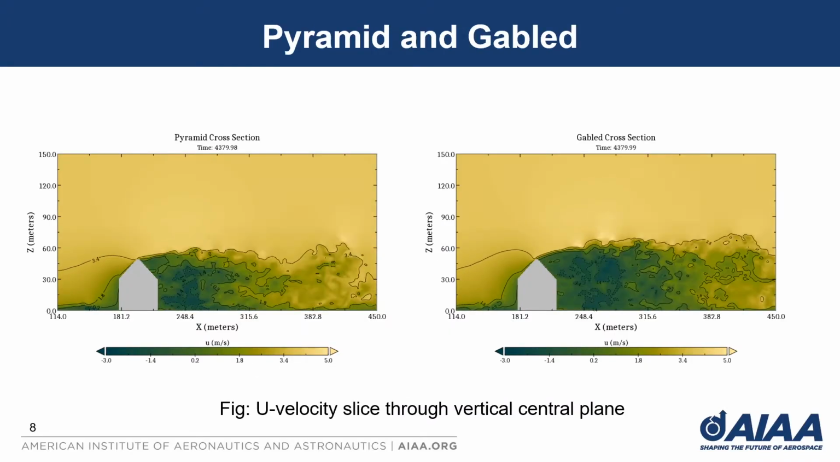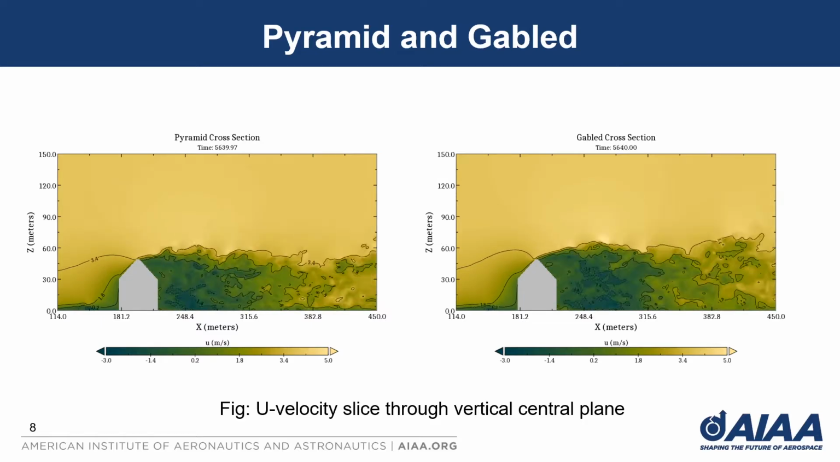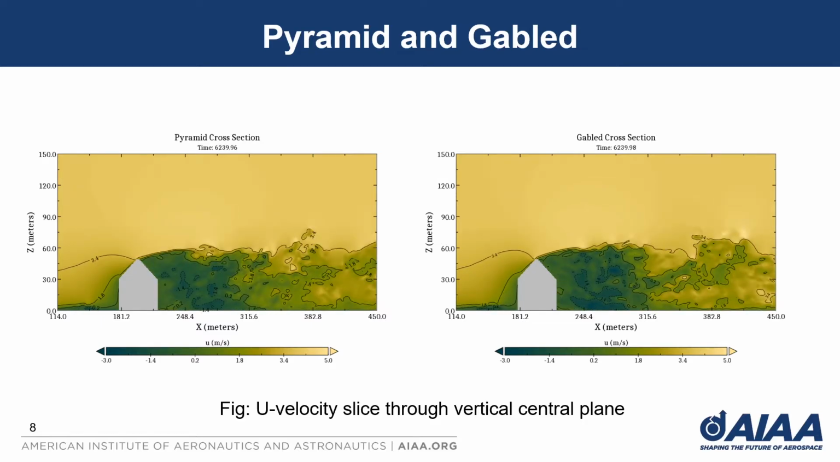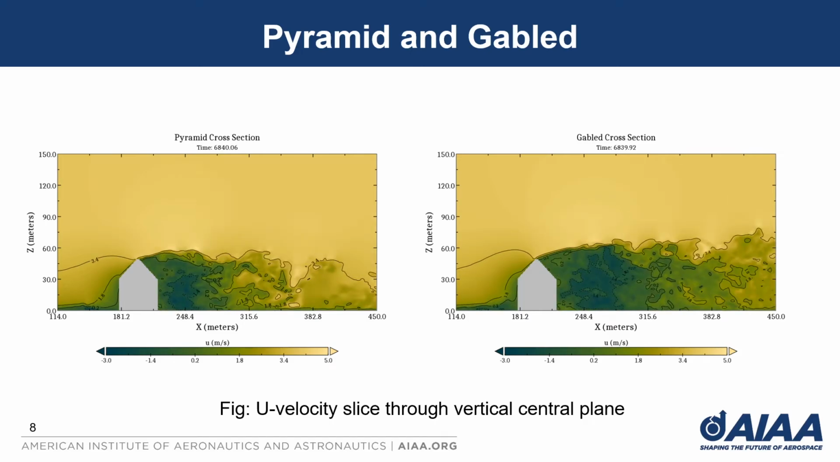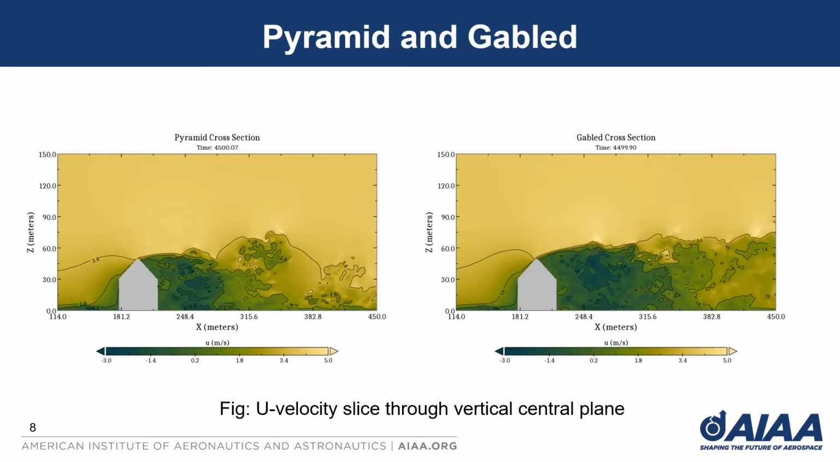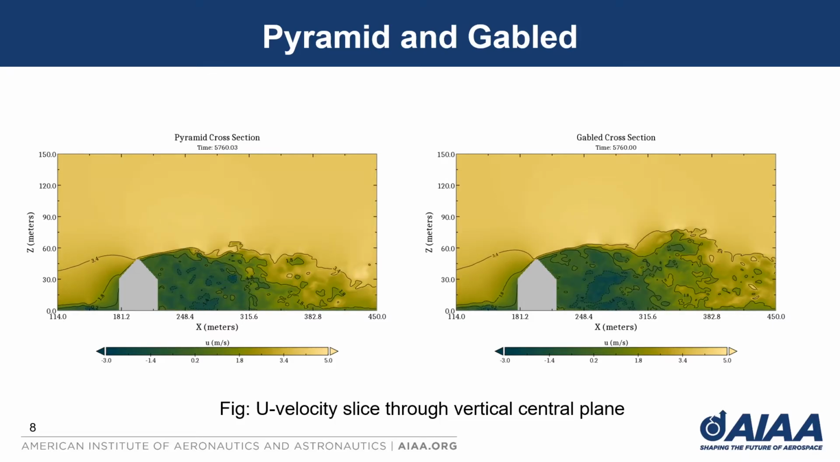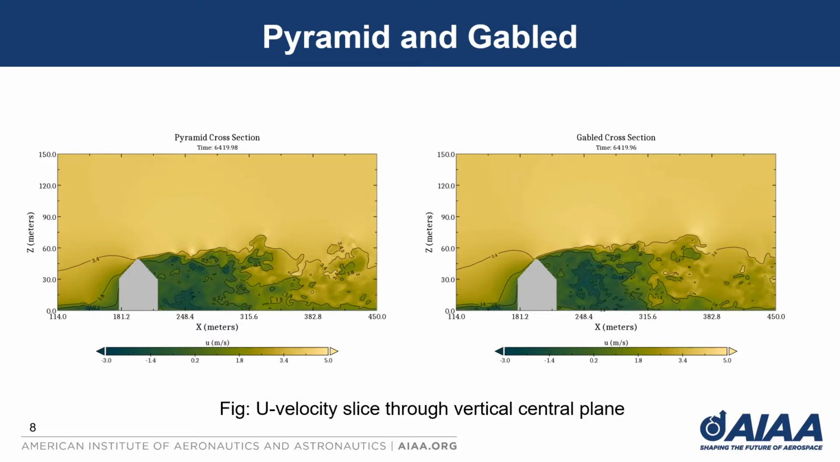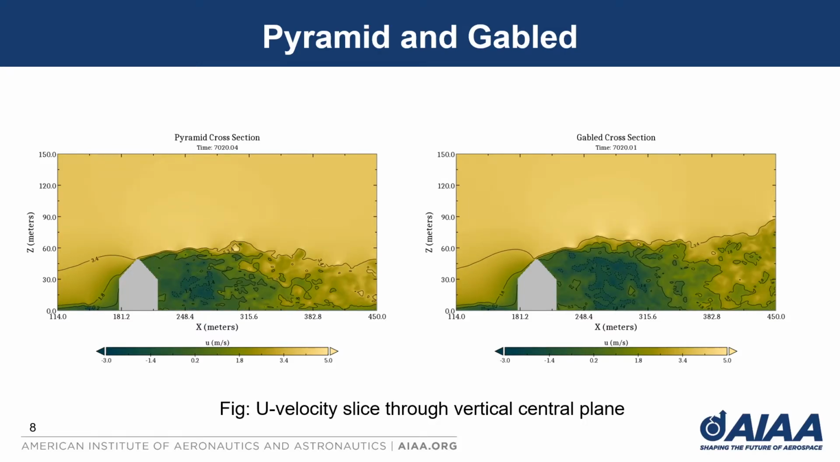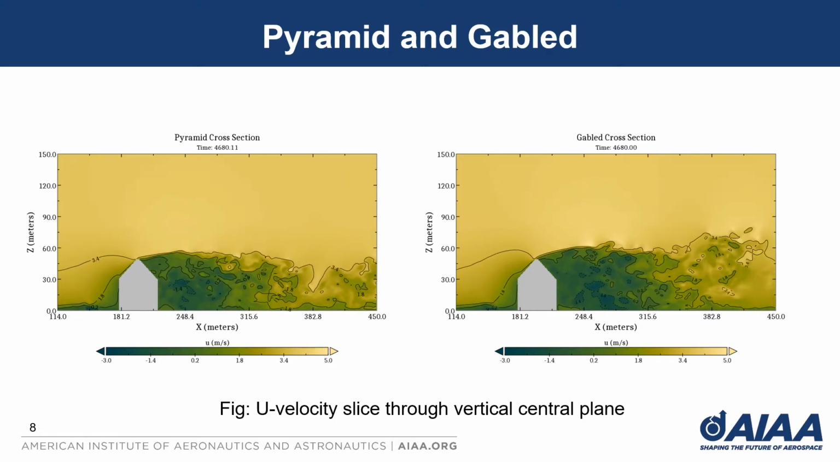Moving on to the pyramid and gabled cross sections. These are the u-velocity slices through the vertical central plane. And you can see in the gabled cross-section that the velocity disturbances are projected far into both the x direction and the z direction. And this is an indication that the gabled building is doing a very good job of projecting its disturbances very far into the domain.